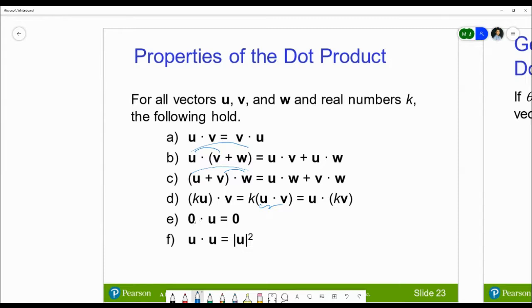This is the zero dot product property. If you take the zero vector and multiply with a u vector, then you get 0. And here, if you take the same vector and multiply them together, this here is the magnitude. You get the magnitude squared.